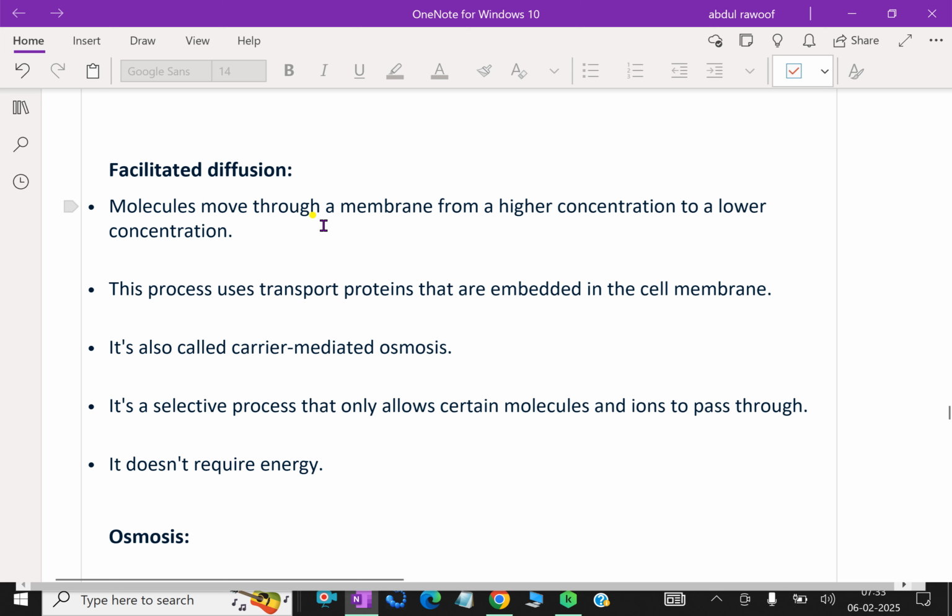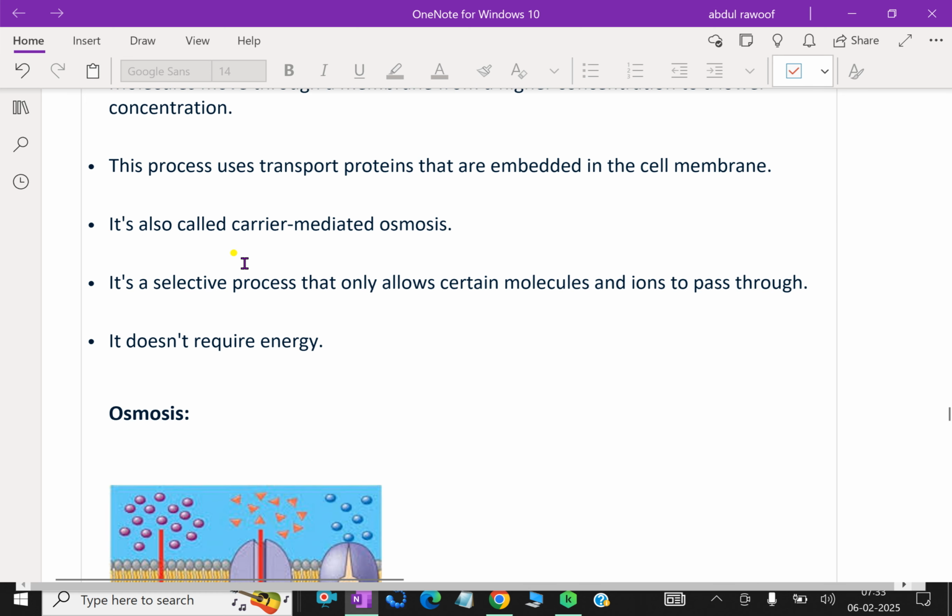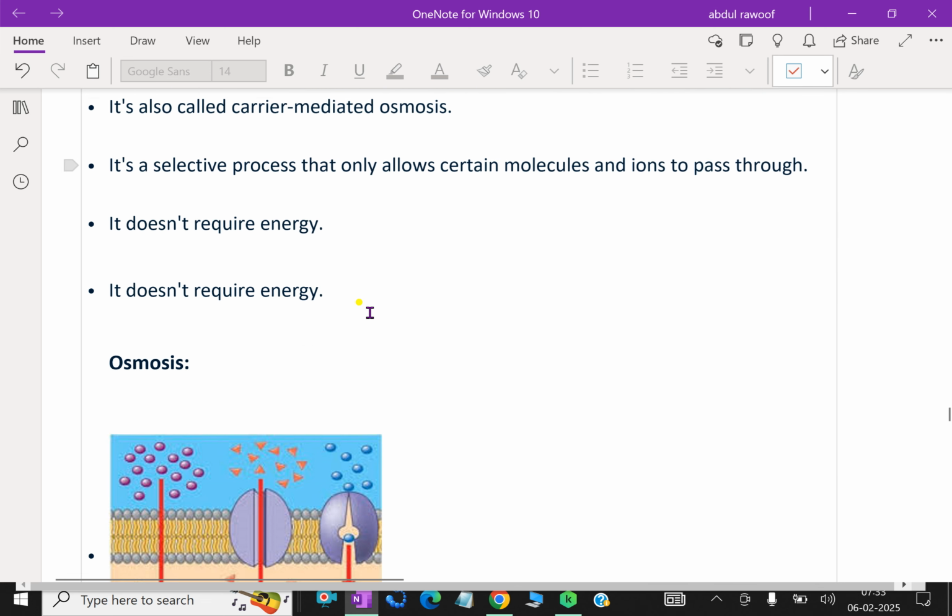Molecules move through a membrane from a higher concentration to a lower concentration. This process uses transport proteins that are embedded in the cell membrane. It's also called carrier-mediated diffusion. It's a selective process that only allows certain molecules and ions to pass through. It does not require energy.